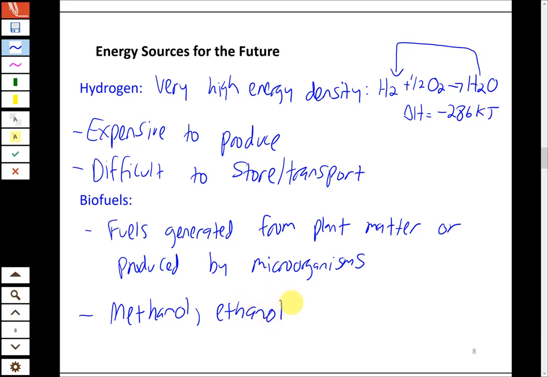And the nice thing about these is because they're liquids, we wouldn't have to totally redefine the transportation industry to use them. They work already reasonably well, at least in mixtures, with the current vehicles that we have. Another one that you may have heard of before is called seed oil. So this is an oil that's produced by some plants that you can harvest and use as a fuel.